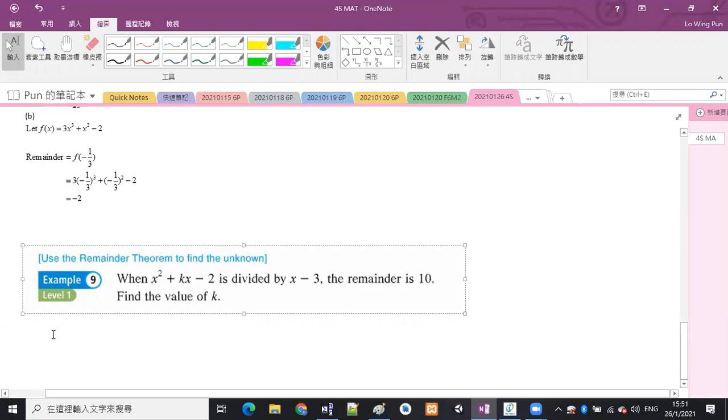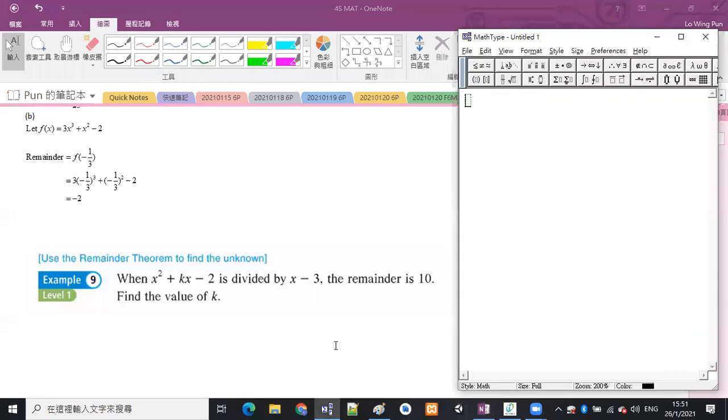Find the value of k. Okay, in this division, we have dividend, we have divisor, we have remainder. We do not have quotient, right? And we do not care about the quotient. So we are going to use the remainder theorem like this.